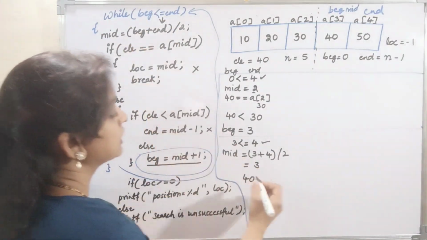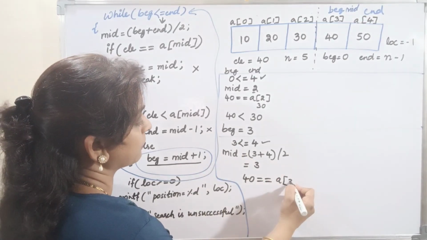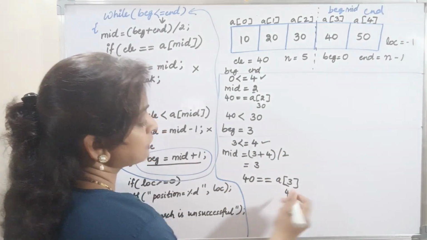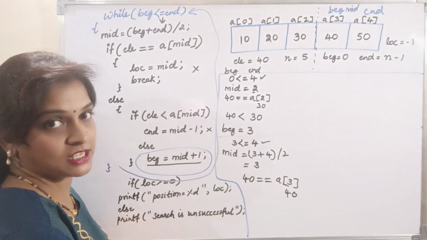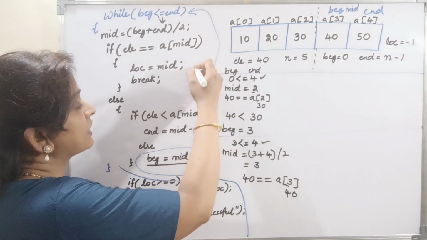Check the condition. Search element equals A of mid. Mid means how much? It is 3. What is A of 3? It is 40. Is 40 equal to 40? Yes. Condition is true here. So this block gets executed.